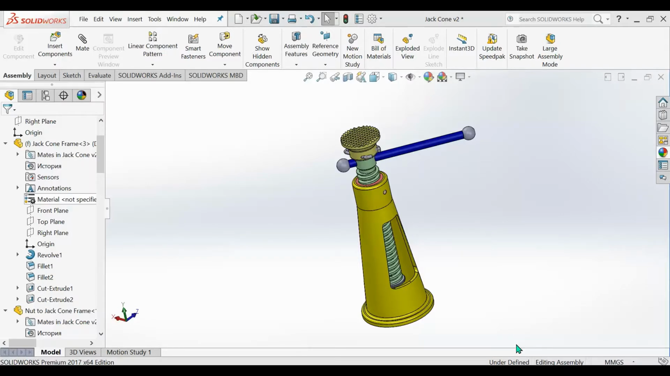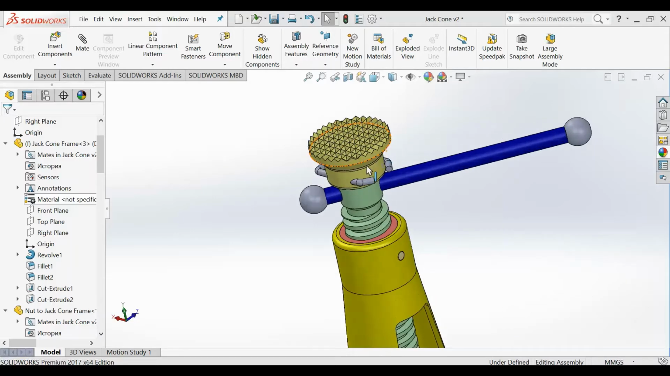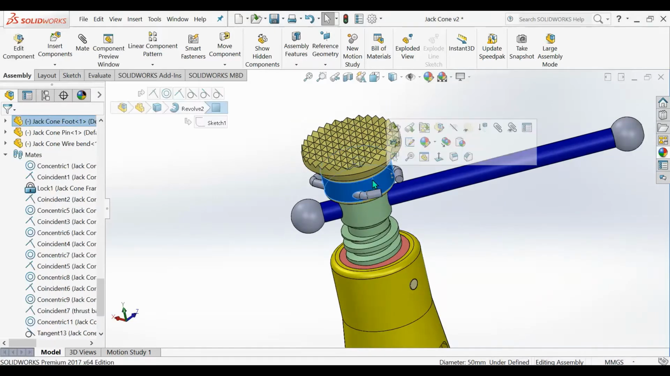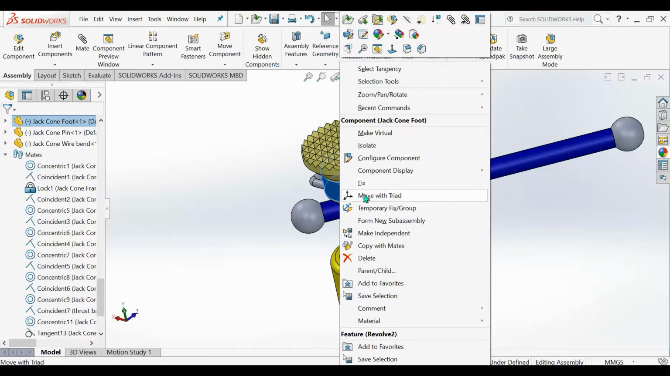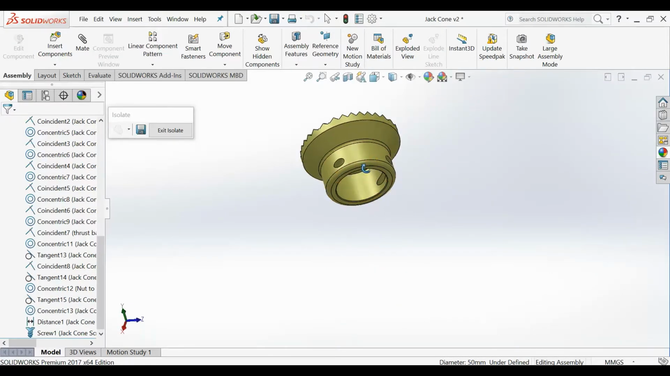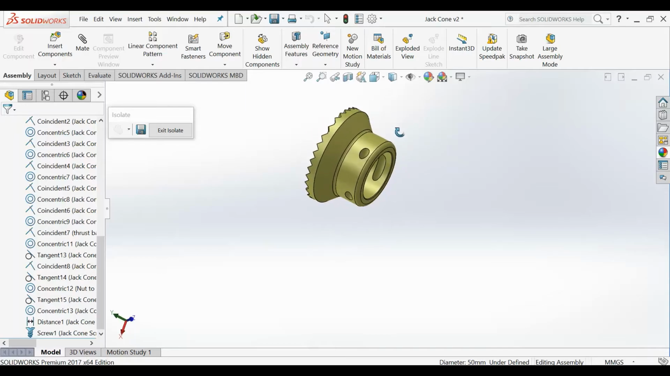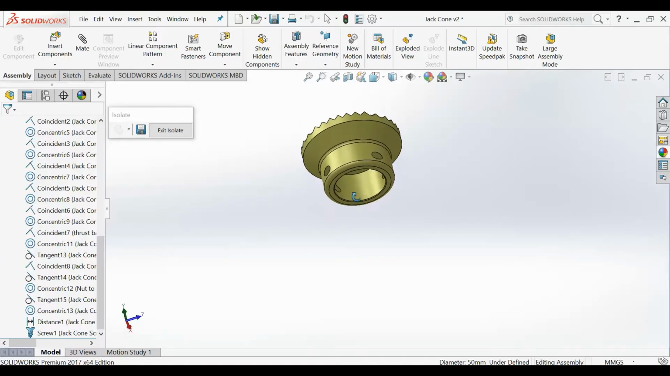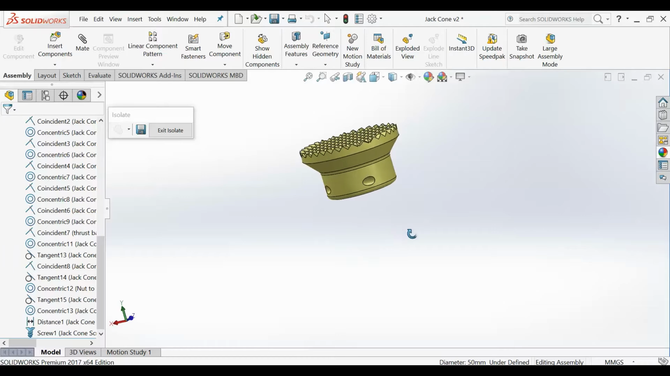Let's consider the main elements of a screw jack. First element we should see here is the cap. It is a place where the load force is applied. It looks like this. There are many variants, and this is one of them.